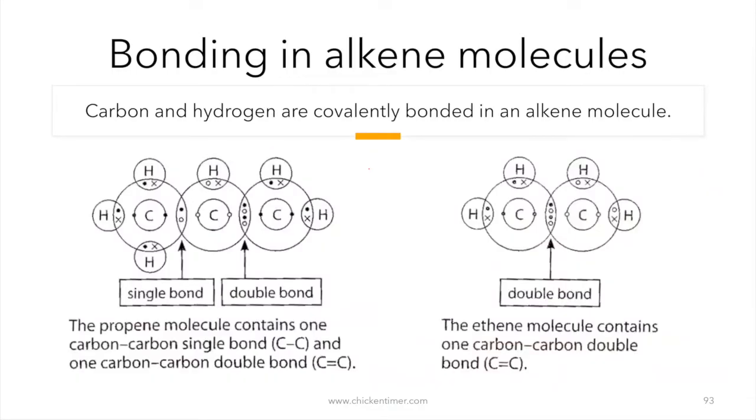Other than asking you to draw the structural formula, they can also ask you to draw the dot and cross diagram of alkene. So they will ask you for the dot and cross diagram for alkene molecules. Same for alkanes, they can also ask you for that. So the double bond is here. When there's a double bond, you share 4 electrons or 2 pairs of electrons. When there's a single bond, it's 1 pair of electrons. So this one is propene, and this is ethene. Then make sure that every carbon's valence shell has 8 electrons.